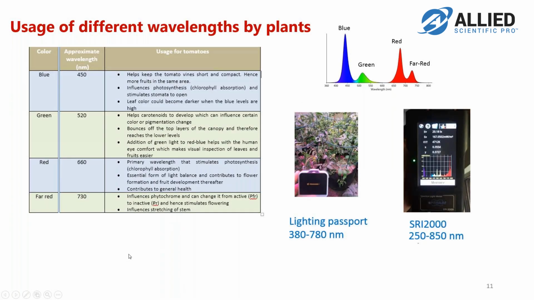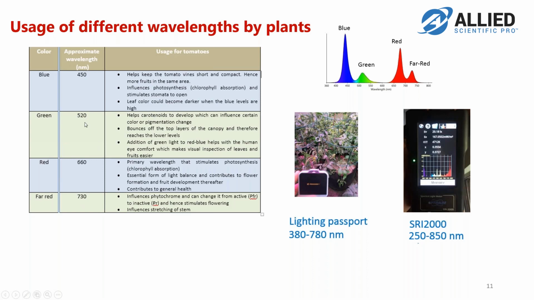So let's talk about the usage of different wavelengths by plants. I've shown here blue, green, red, and far red. The blue wavelength, mostly 450 nanometer, is for photosynthetic chlorophyll A and B absorption. Very important. It helps keep tomato vines short and compact also. This is morphology of the plant, hence more fruits in the same area. So blue has a big effect on not only photosynthesis, but also morphology. Leaf color could become darker when the blue levels are high.